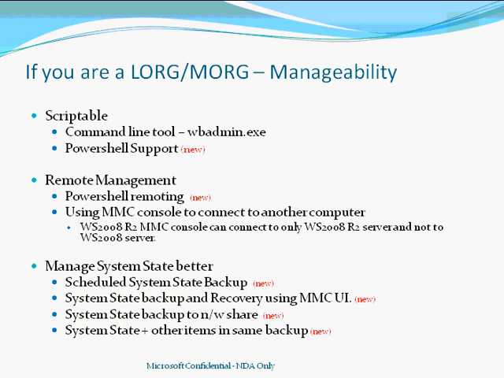This is again something new. You can do system state backup directly to a network share. Previously, you had to actually take the backup to a local drive and then copy it to a network share. And lastly, you can now mix and match system state with any of the other items. In 2008, you pretty much had one backup task for system state, and another backup task for the data on your server. You don't have to have multiple tasks. A single backup task is capable of backing up system state, some files, some folders, and exclusions, and whatnot.